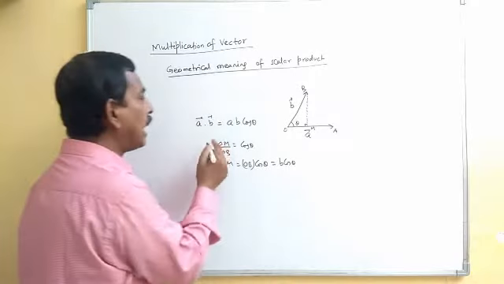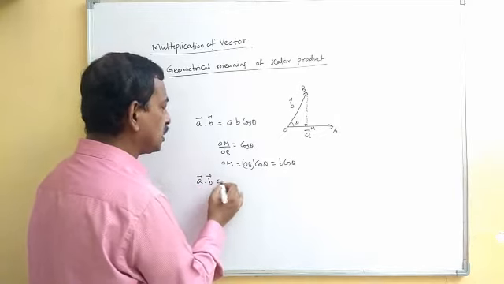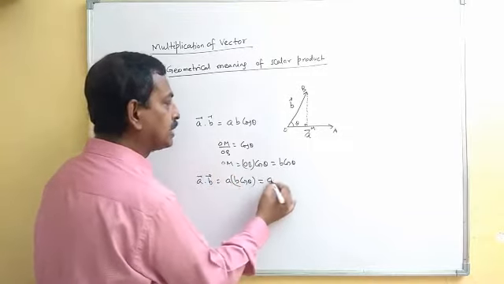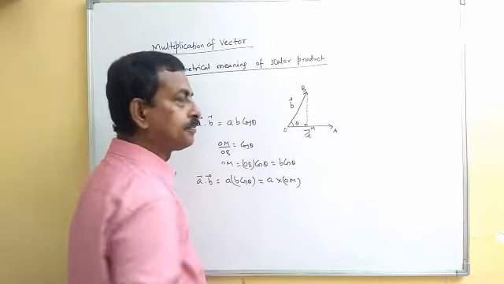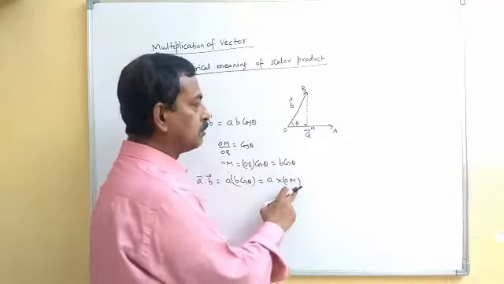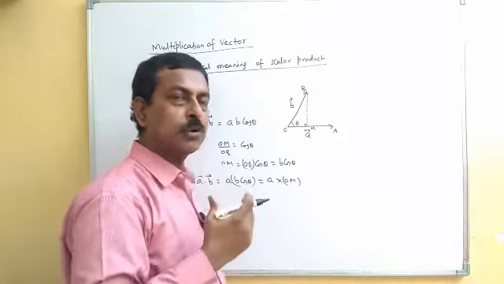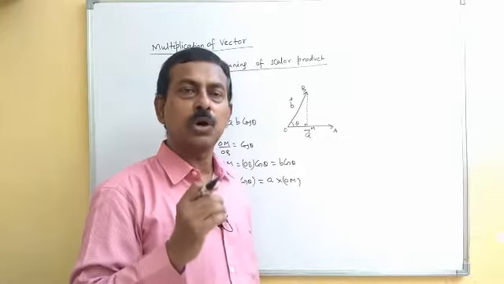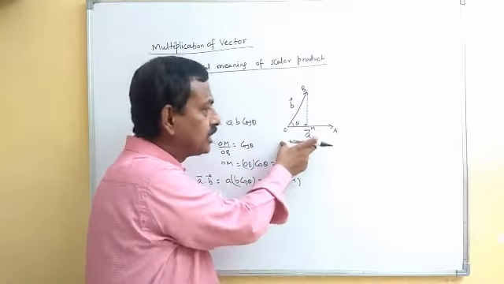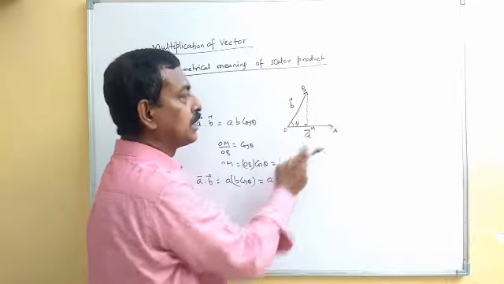So that means I can take this A dot B, which is your AB cos theta. For this B cos theta, I can take it as OM, and this is your component of vector B in the direction of vector A. So you can say that the scalar product of two vectors is the product of the magnitude of one vector and the component of the other in its direction.